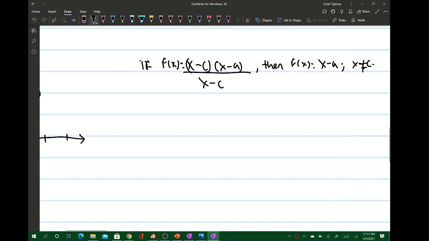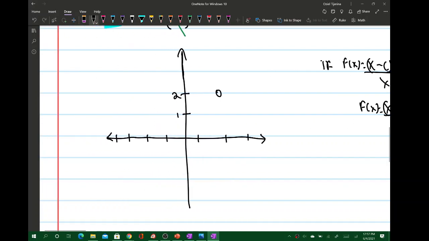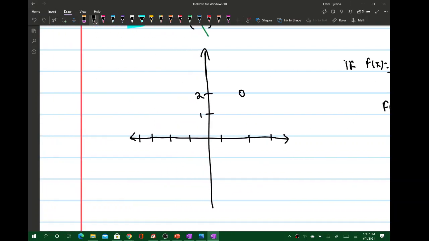Like, if I have f of x equals (x minus 2) times (x plus 2) over (x minus 2), then that means I'm going to get f of x equals x plus 2 such that x does not equal 2. So that is why here I get something like this, okay?